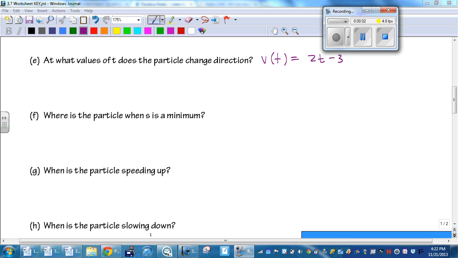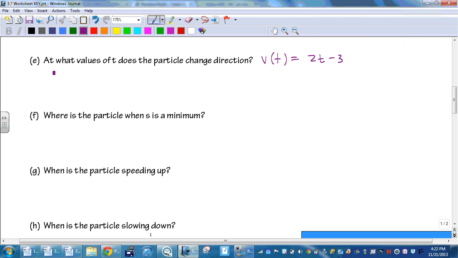Part E asks us to find out what values of t does the particle change direction. So remember we talked about direction being a big part of velocity. When it's positive, it's moving to the right, and when velocity is negative, the object is moving to the left. So the particle is going to change direction when it changes from a positive velocity to a negative velocity. We can figure that out by looking at a number line for the velocity.